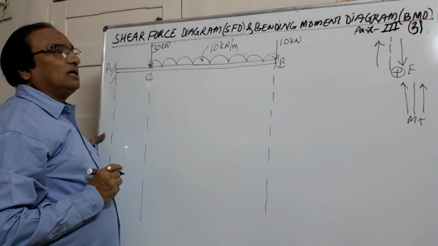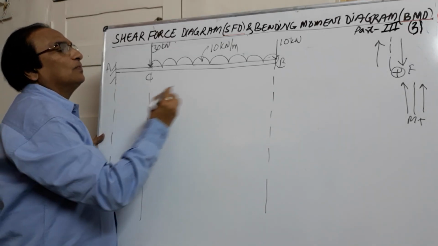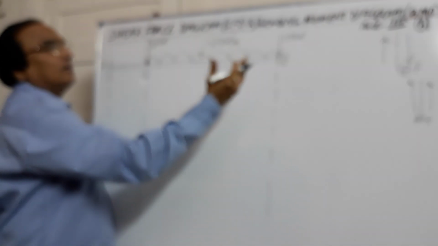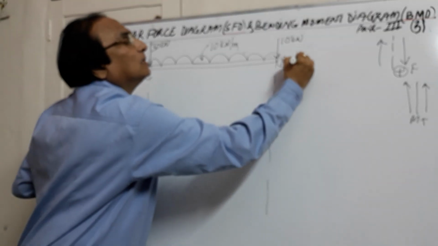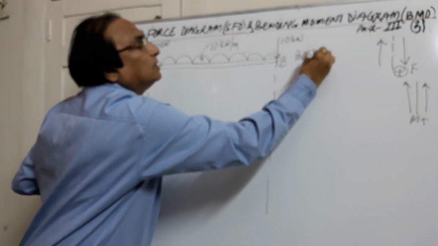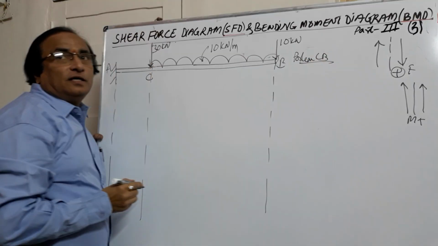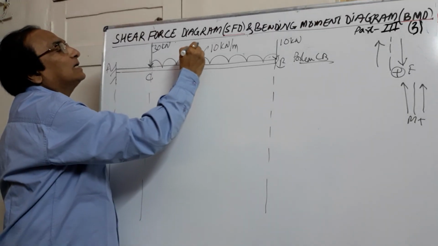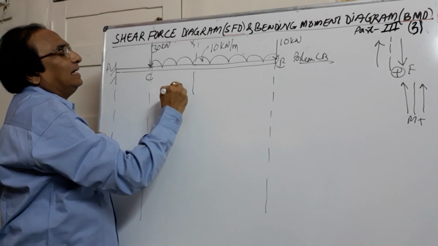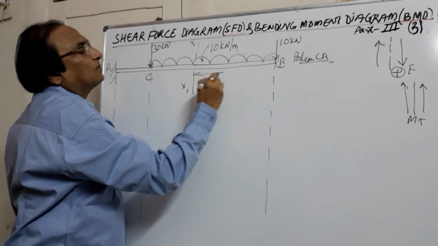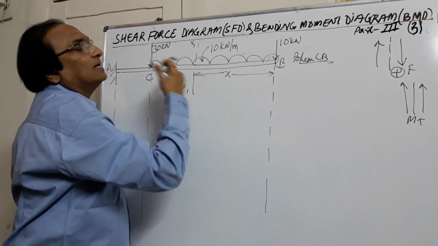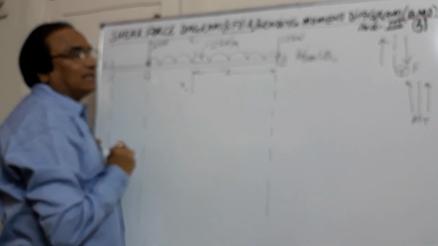First step is you have to consider a section portion wise. Let us begin always for a cantilever from the free end side. So let us go to portion CB. If I go to portion CB, that means I will consider a section x1 at a distance x from the free end. Means I am taking into account the right hand side.